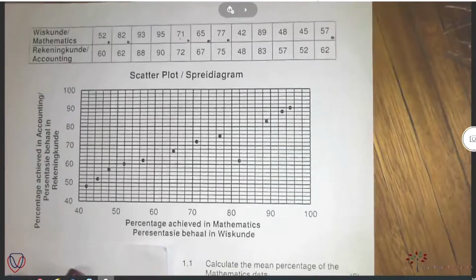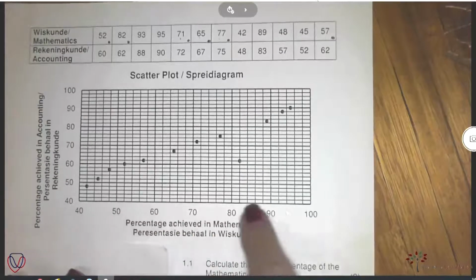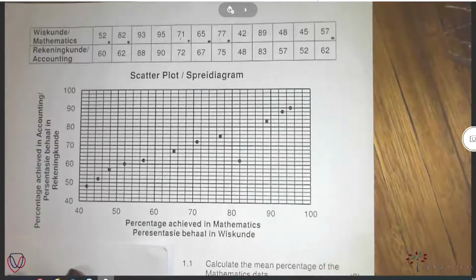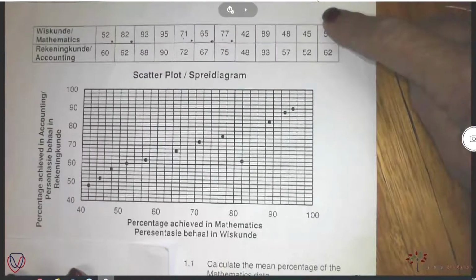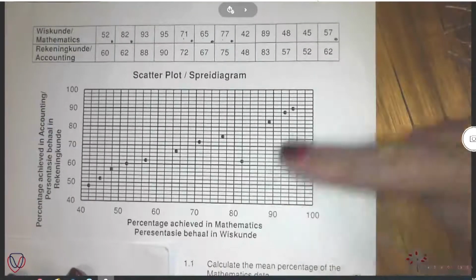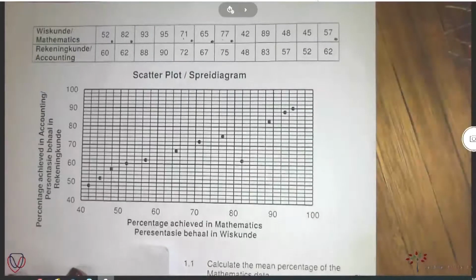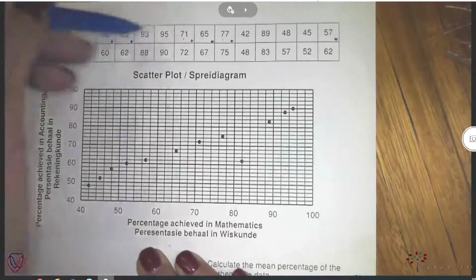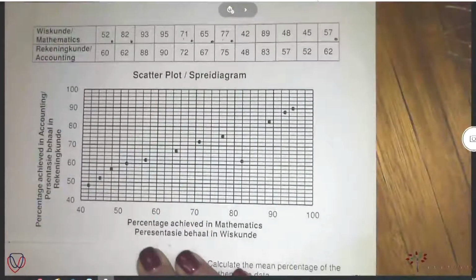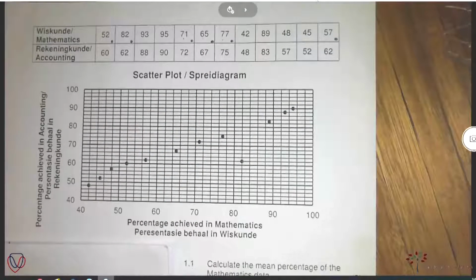You see, mathematics is more important. It's on the horizontal axis. But I'm making a joke. You normally put the top of your table on the horizontal axis, and your accounting will then be on the vertical axis. But I think it's because maths is more important. Wonderful subject. That's why they put it there on top. Don't you think so? I hope you agree with me.